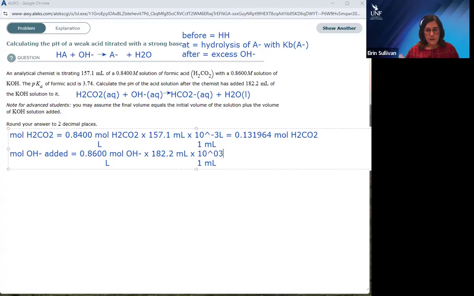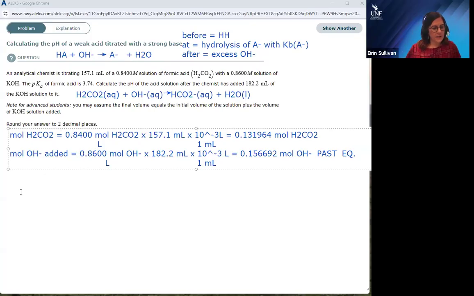Let's see. So we are going to convert that into liters. Okay, so how many moles do we end up with? We get 0.156692 moles of hydroxide being added. So we are past the equivalence point, okay? Past the equivalence point.